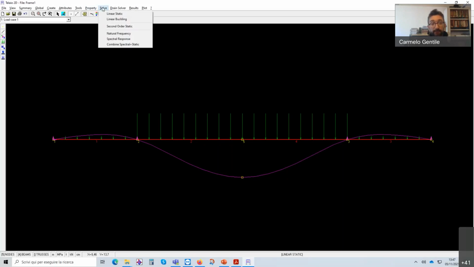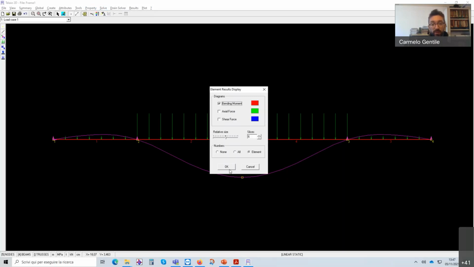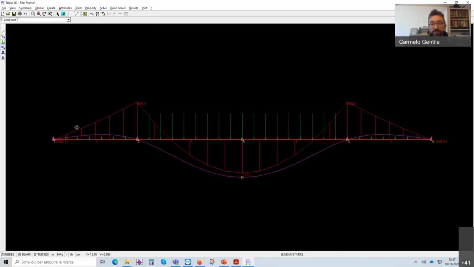Then if we plot also the bending moment, we check it. In fact, the bending moment is minus 830 here, then goes to 0 here. It is positive in the midspan of the central one, and then it is negative. And it is symmetric, obviously. The maximum bending moment is in the midspan, 732 kilonewton meters.